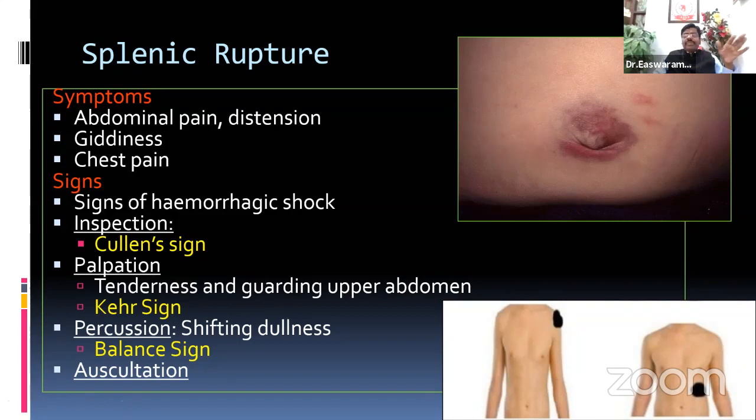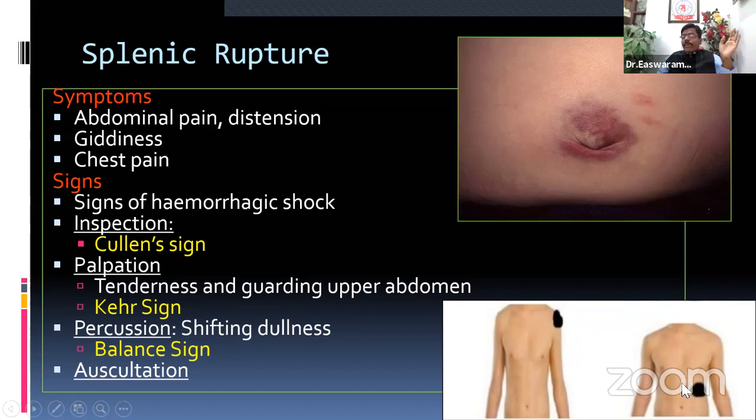Very, very important sign to remember for undergraduates. Next, when you percuss, there will be blood in the peritoneal cavity. So shifting dullness is present, very often associated with clotted blood in the left upper quadrant, a perisplenic hematoma. So they have a sign called the Balance sign. What is the Balance sign? Balance sign is present in a case of splenic rupture.